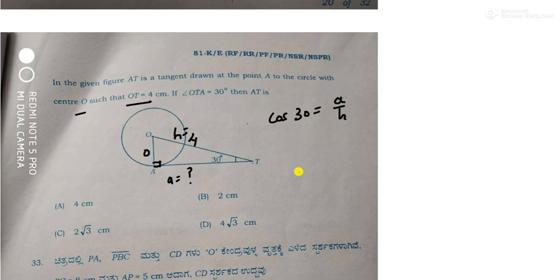So cos 30 is how much? It is 1 by 2, correct. A is unknown, h is 4. On cross multiplication you'll get how much? 4 by 2, which is equal to 2. So option number B is correct here. Okay, I hope it's clear.